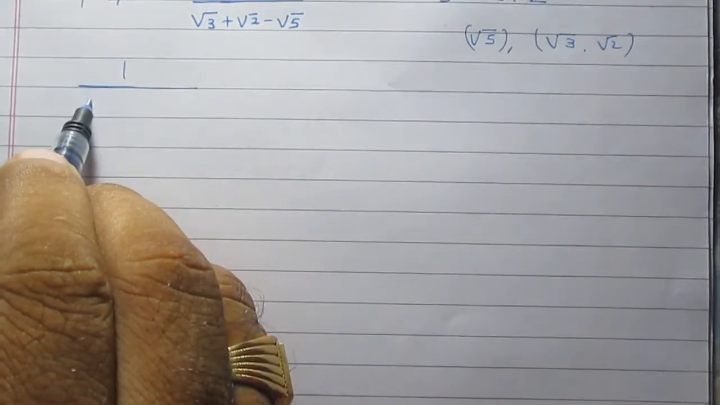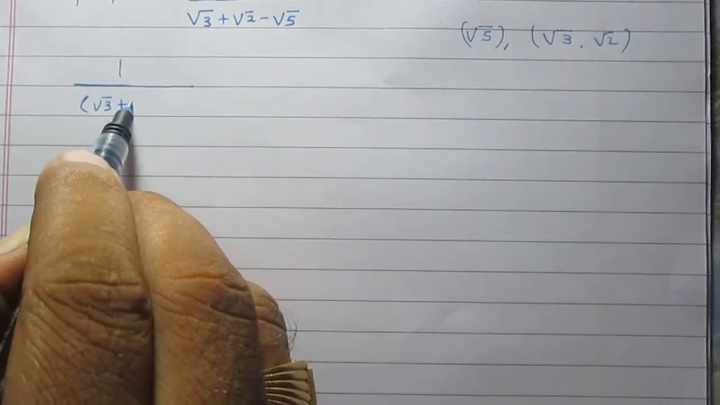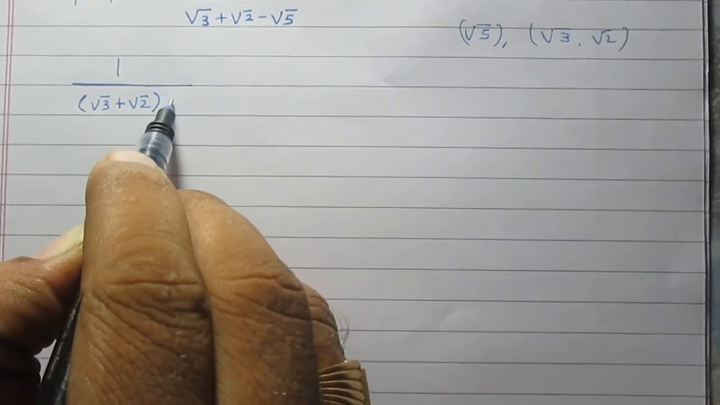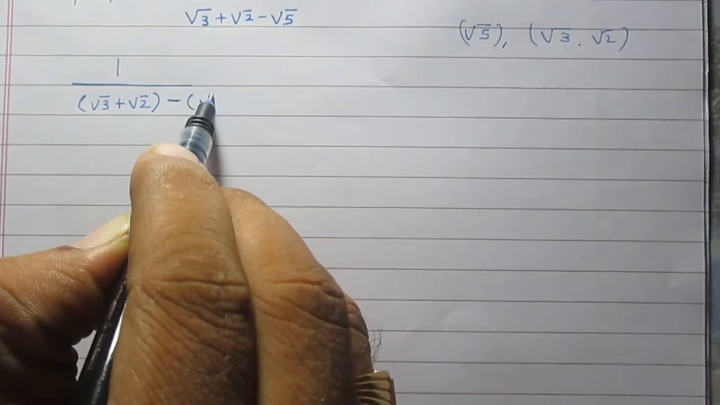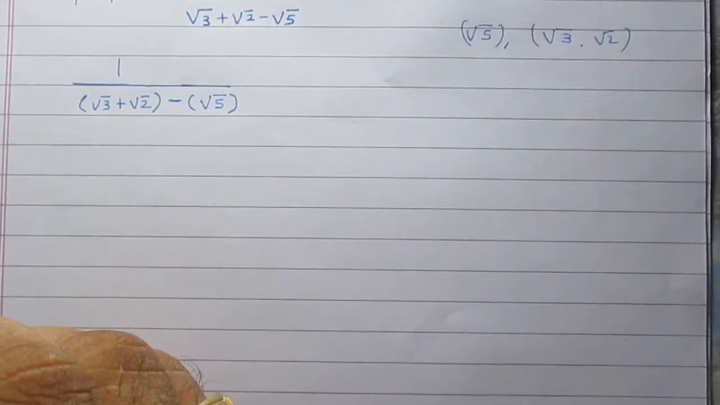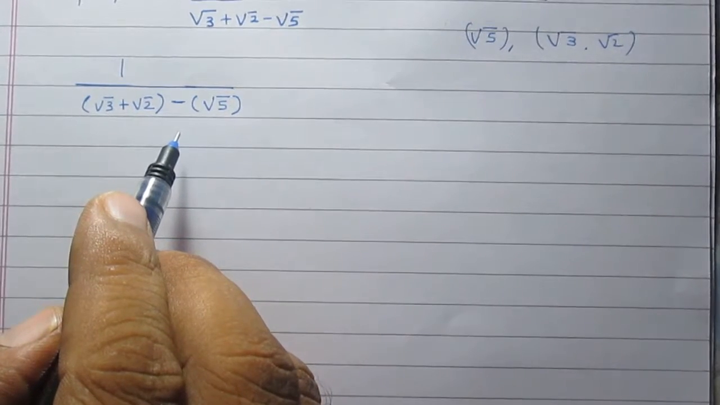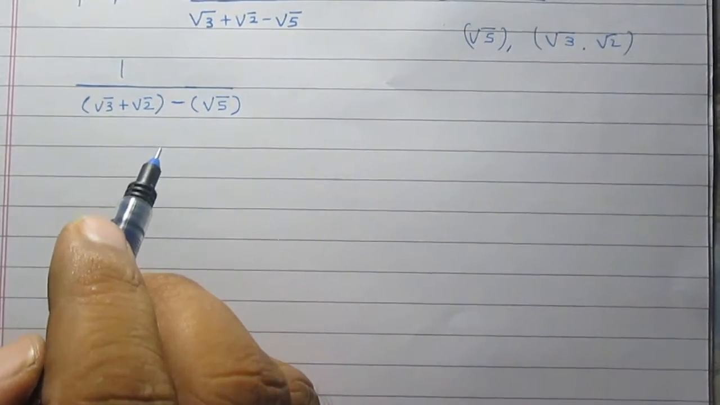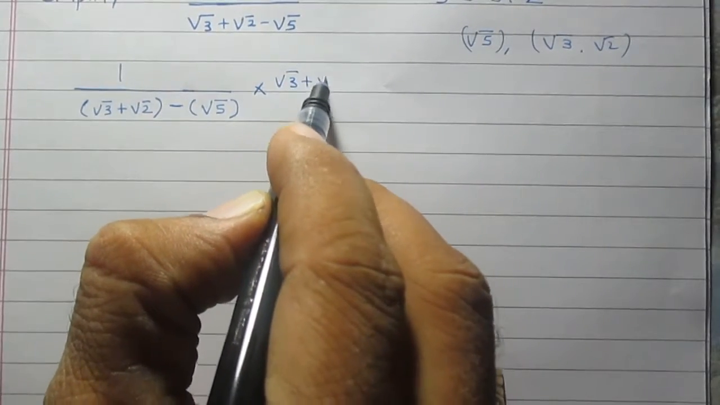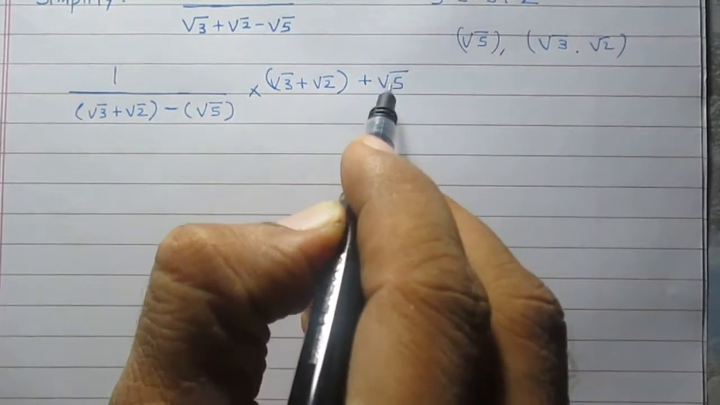We can write the denominator as square root of 3 plus square root of 2 in one bracket, then a negative sign, and in the other bracket it is square root of 5. Now we can rationalize this fraction by multiplying both numerator and denominator by square root of 3 plus square root of 2 plus square root of 5.